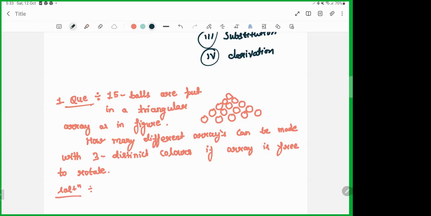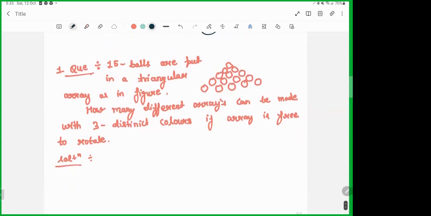The problem is asking how many different arrays can be made with three distinct colors if the array is free to rotate. Basically, this is this array. If you closely observe, this is the first, exterior triangle, then another triangle in its interior. One triangle, another triangle, something like this.